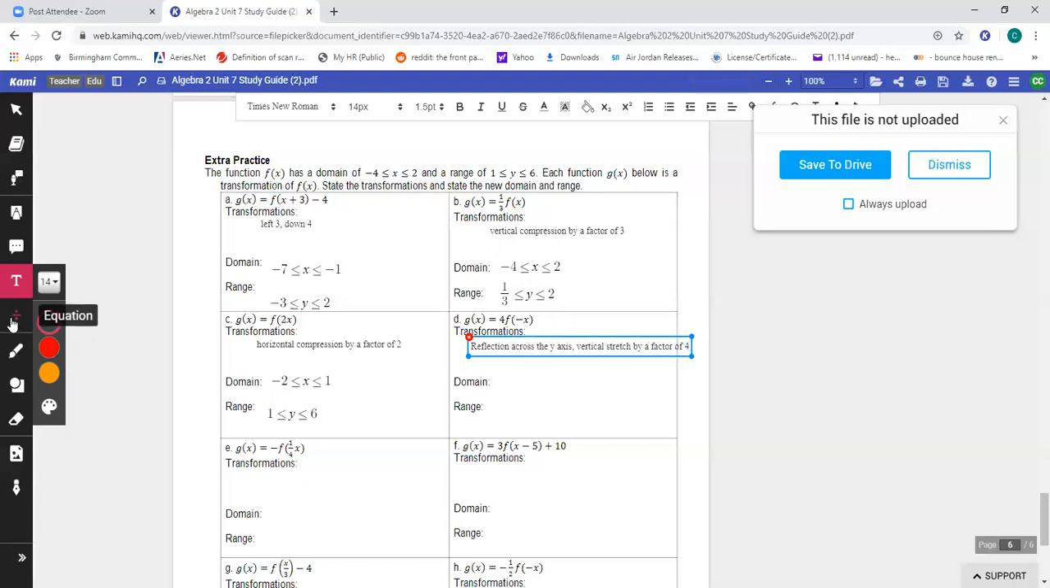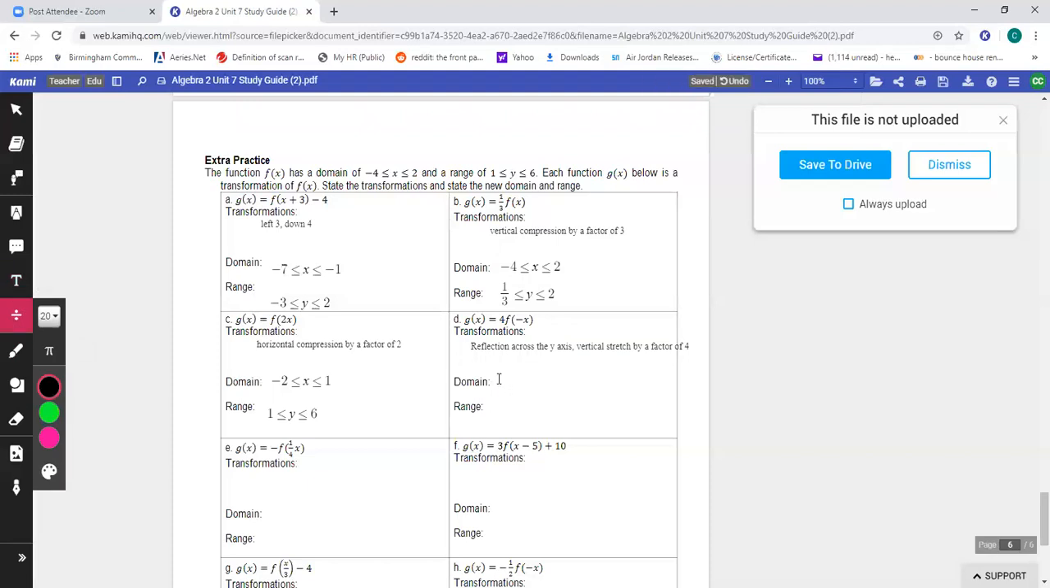So your domain here, the one that gets affected is the reflection across the y-axis. So now that just means you switch the signs. So this is going to be -2 is less than or equal to x less than or equal to +4. Because right here, the -4 becomes 4 and the 2 becomes -2, but the negative is always going to be less. So that's why I have to put it first.